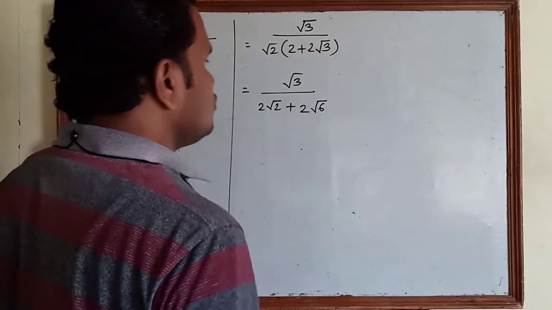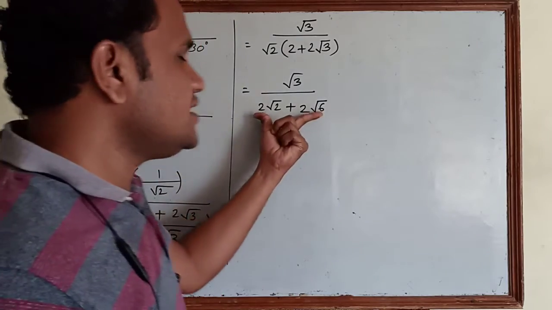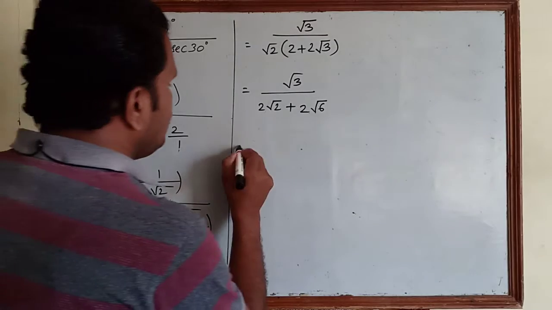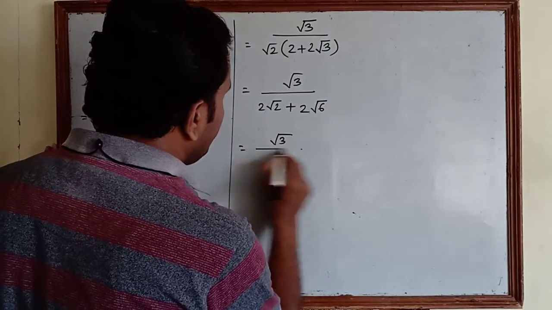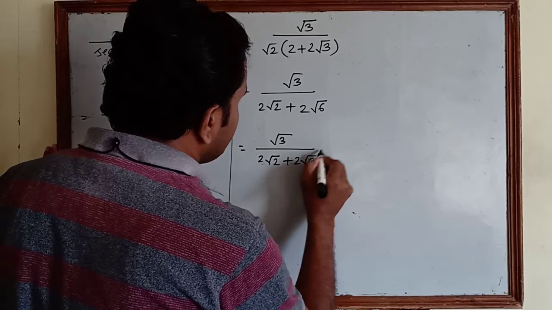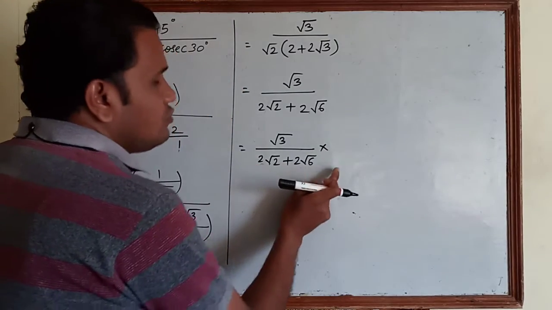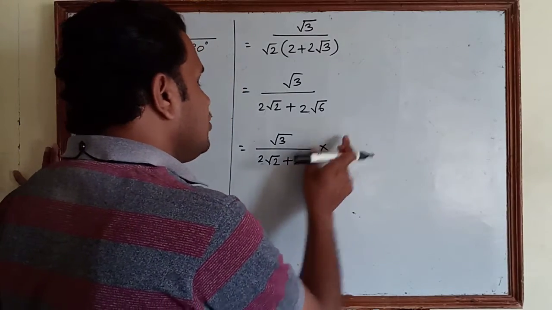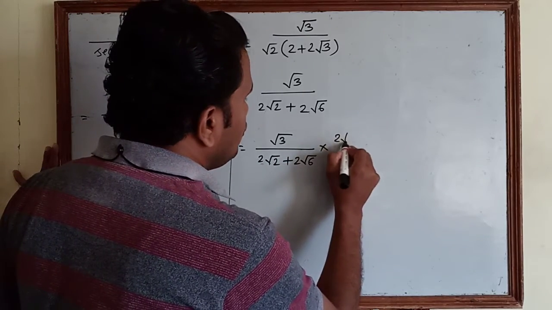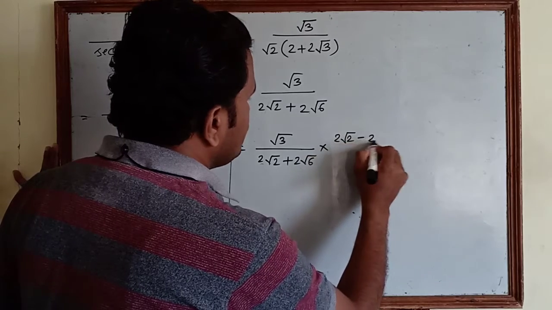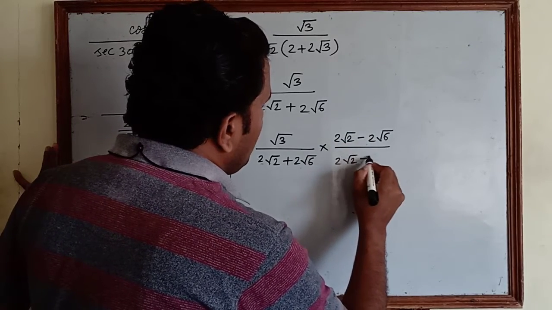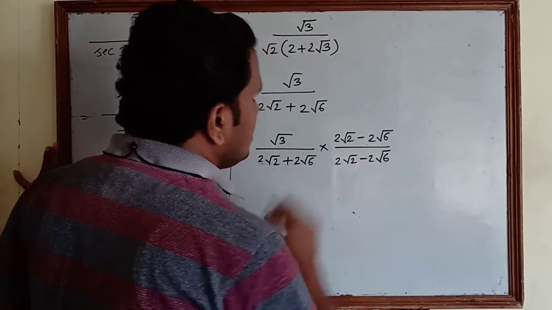2 root 2 plus 2 root 6. Now this is the denominator and we have to rationalize the denominator. How? See, root 3 over 2 root 2 plus 2 root 6, multiplied by, we have to multiply the numerator and denominator by its rationalizing factor, so the sign will be changed. 2 root 2 minus 2 root 6, 2 root 2 minus 2 root 6.